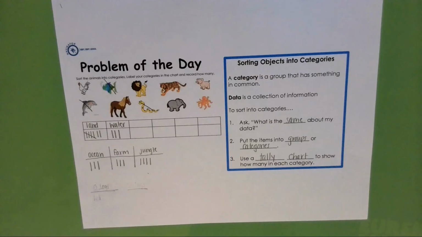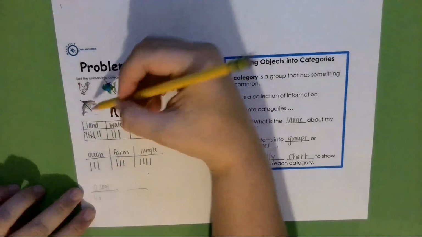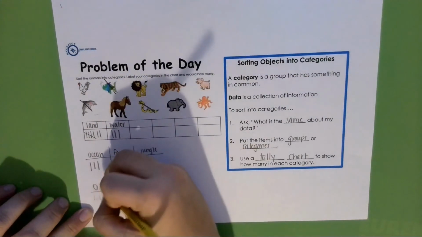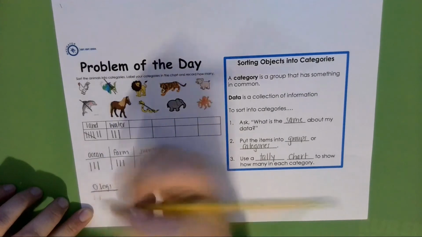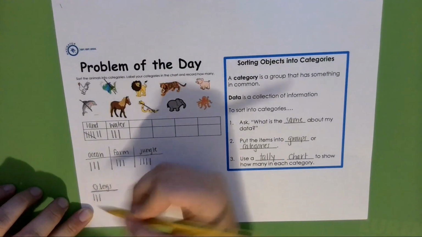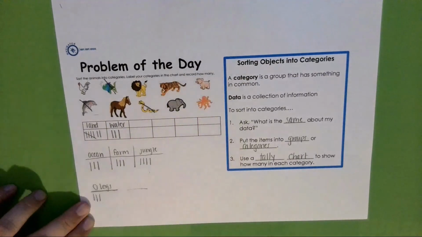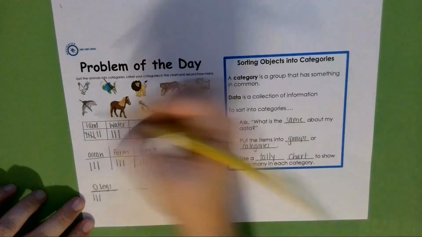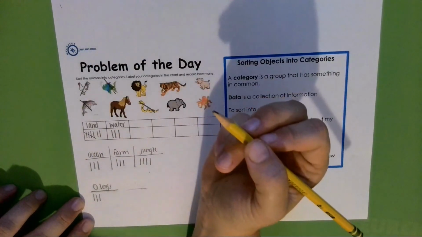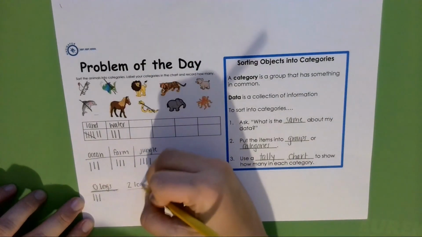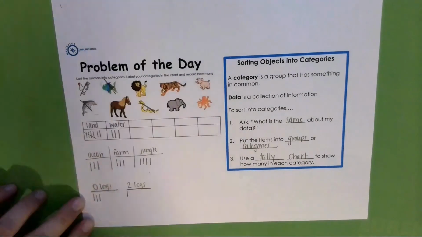But I had another scholar who sorted the objects in a different way. They sorted by number of legs. They looked at the dolphin, the fish, and the snake, and realized they all had 0 legs. So they named their first category 0 legs and put 3 tallies in it. Then they looked at their pictures or their data and realized that none of the animals had 1 leg. So they moved on to 2 legs. They saw that the chicken had 2 legs. So they named their category 2 legs and put 1 tally to represent the chicken.